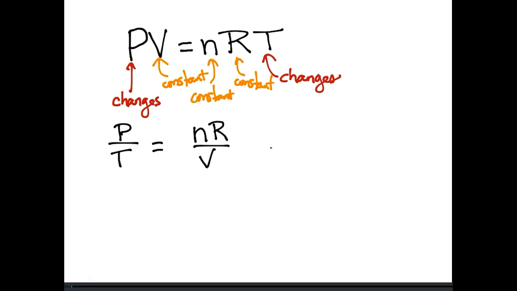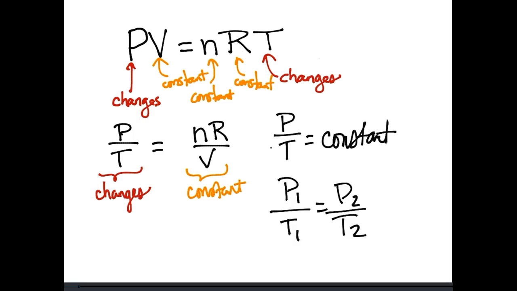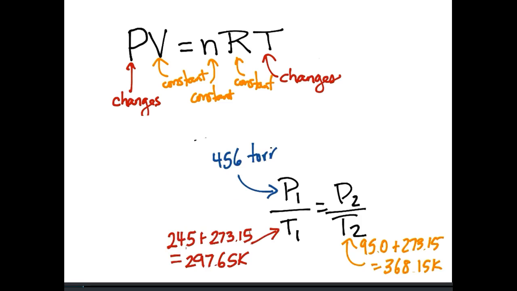So now, if we label things that change and things that stay constant, we need to move everything that changes to one side of the equation so we can write our equation for what we're going to use here. If we algebraically manipulate this equation so that everything that changes is on the left and everything that stays constant is on the right, then P divided by T equals a constant, which means we can write a new expression, which is P1 over T1 equals P2 over T2. We're going to use this expression, and we're going to plug numbers in. Now these are the numbers from the problem. We're going to solve for P2.